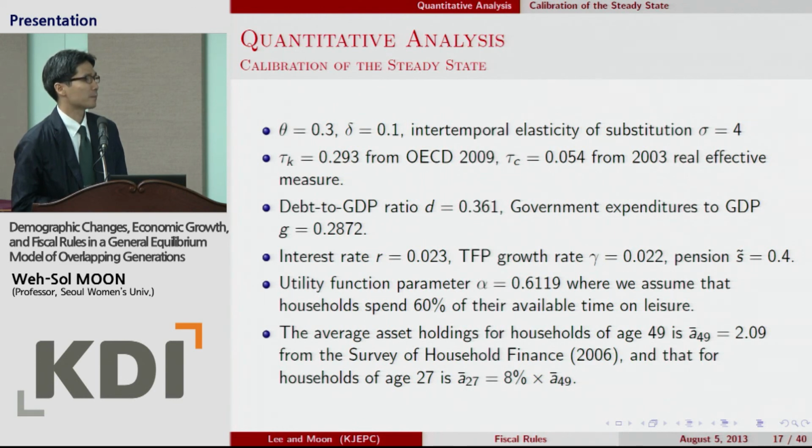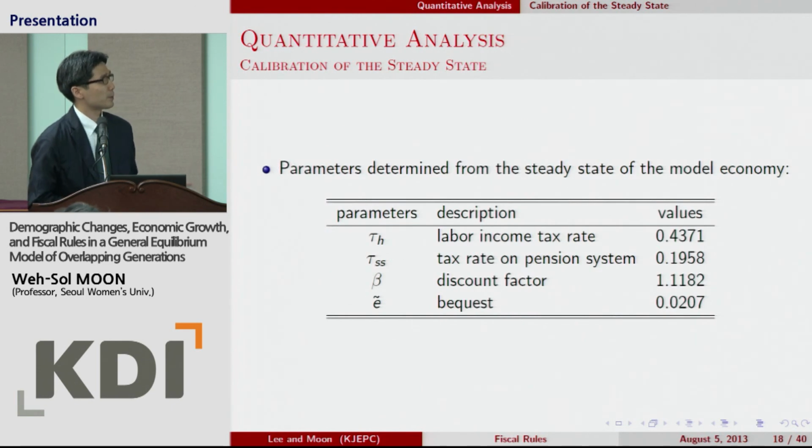Pension, the ratio to GDP is 40%. So other things are conventional, and one feature of our model is that we assume each household has an endowment of an asset, like 8% of average asset of age 49, calibrated from the Survey of Household Finance in Korea 2006. Parameters in a steady state are determined like this.